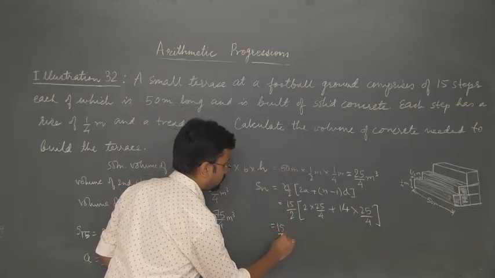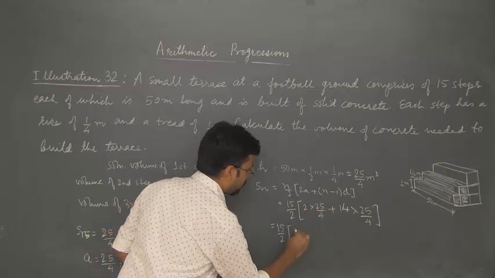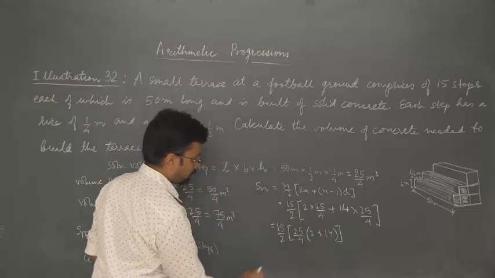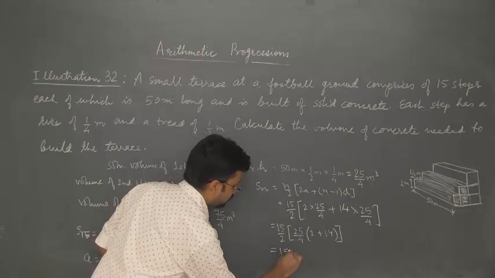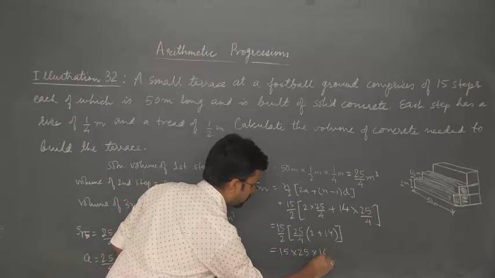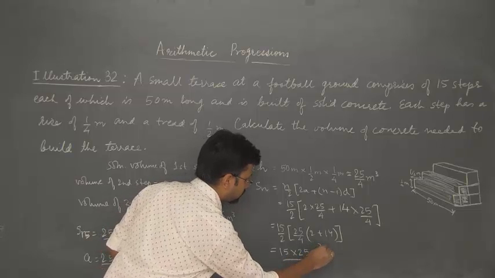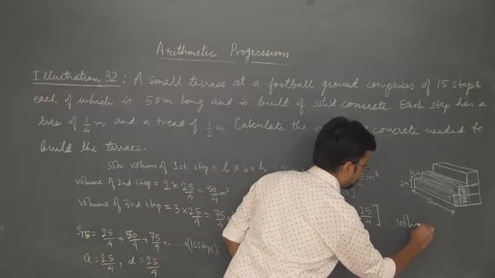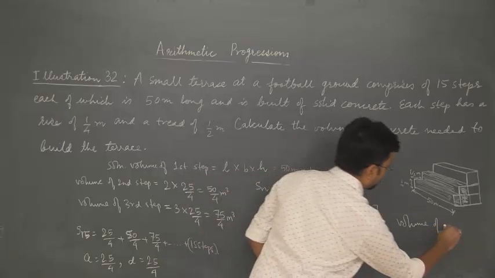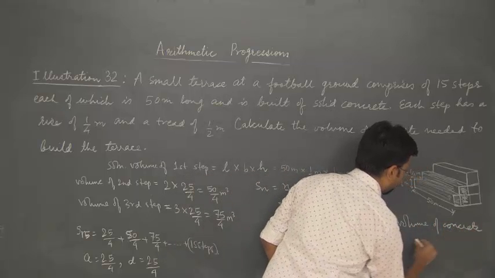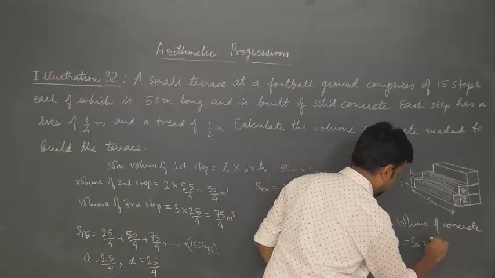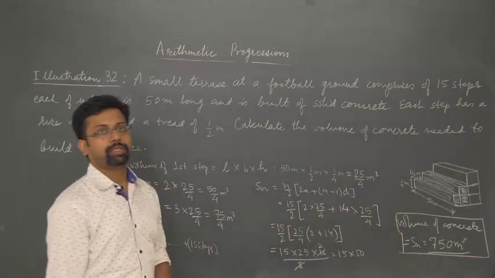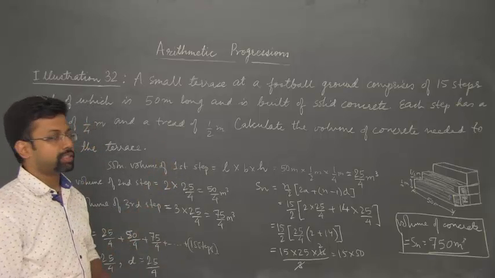We have 15 by 2, 25 by 4 would be common, and what you get is 2 plus 14, right? Now you have 15 into 25 into 16 by 8. You cancel these out, you get 15 into 15. So the volume of concrete will be equal to Sn, and it is equal to 750 meter cube. This is how you obtain the value of the entire volume of the concrete terrace that we are going to make.